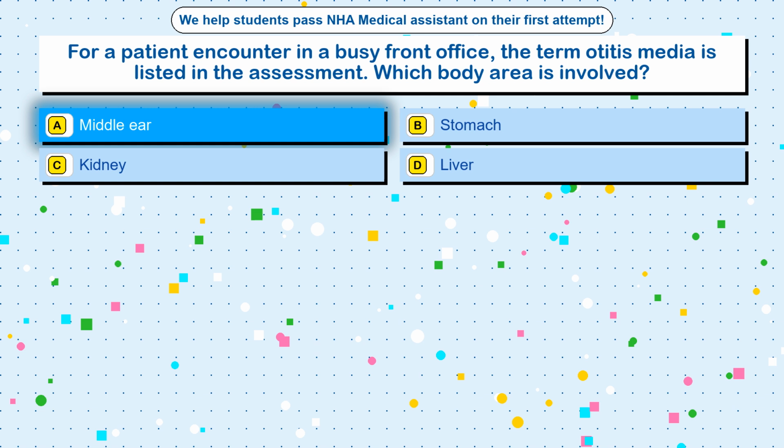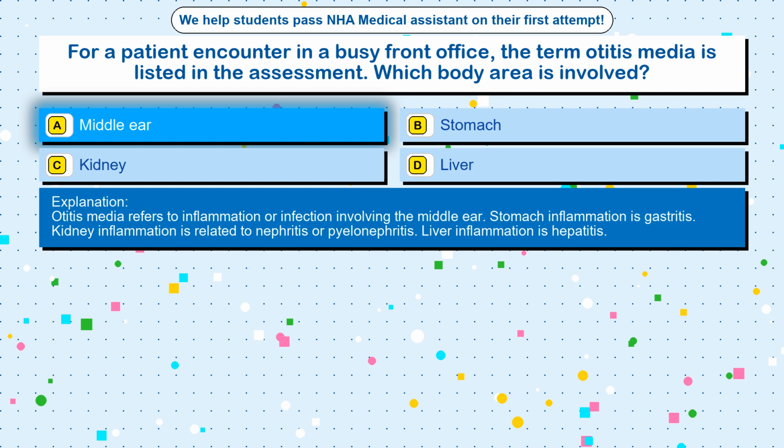Middle ear. Otitis media refers to inflammation or infection involving the middle ear. Stomach inflammation is gastritis. Kidney inflammation is related to nephritis or pyelonephritis. Liver inflammation is hepatitis.